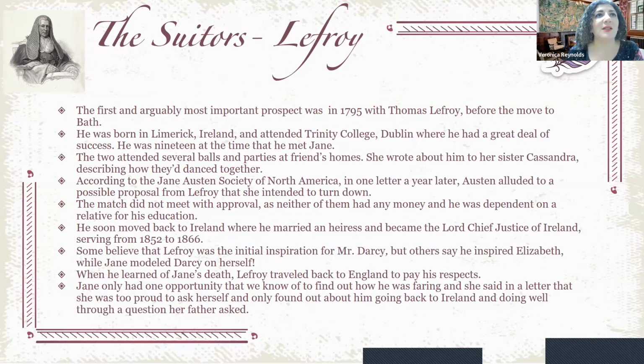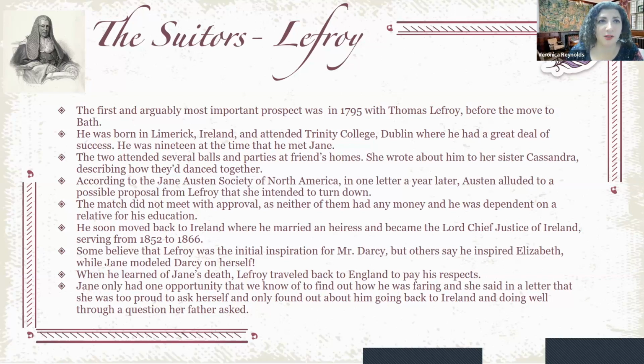The first one is this gentleman, Lefroy. He is probably the one that came closest to actually marrying her. In 1795, before the move to Bath, he's born in Ireland. He goes to Trinity College, where he's very successful. He's 19 when he meets Jane. They attend a lot of balls and parties at mutual friends' houses, and she writes about him to Cassandra in a letter that we actually still have, describing how they danced together and that she enjoyed it.